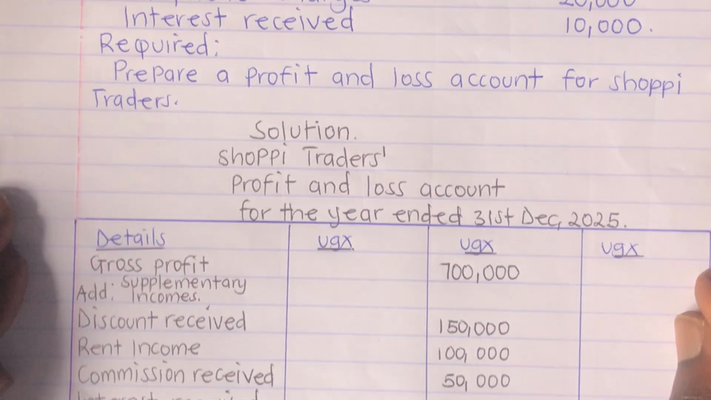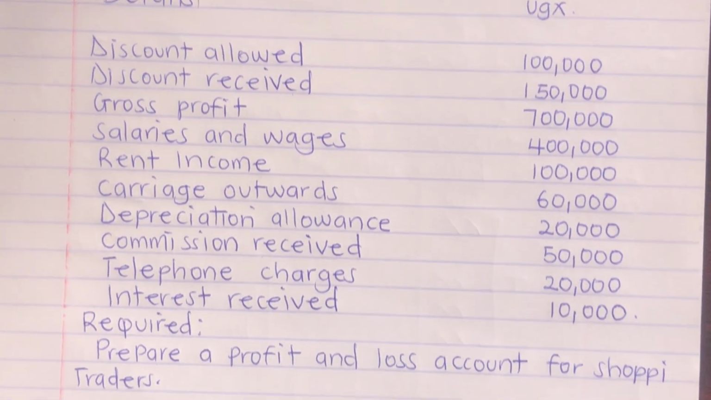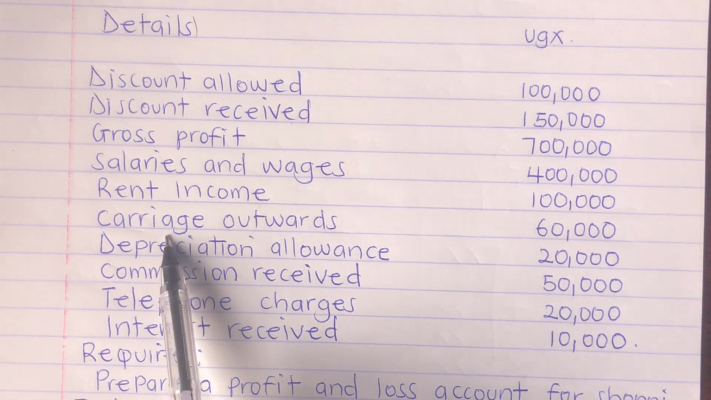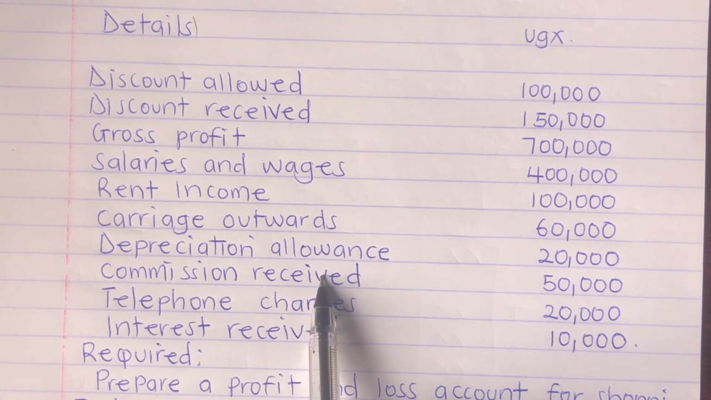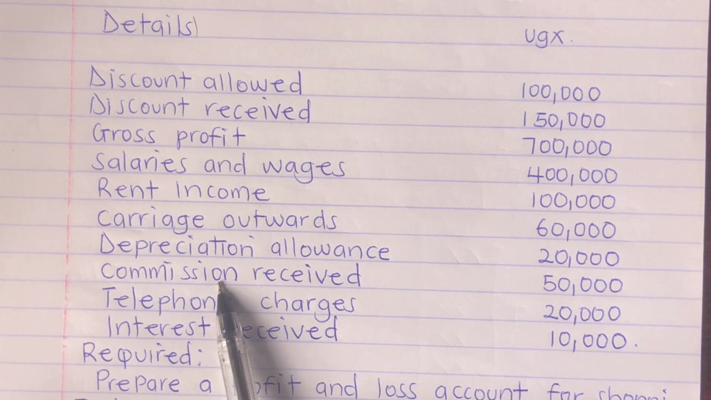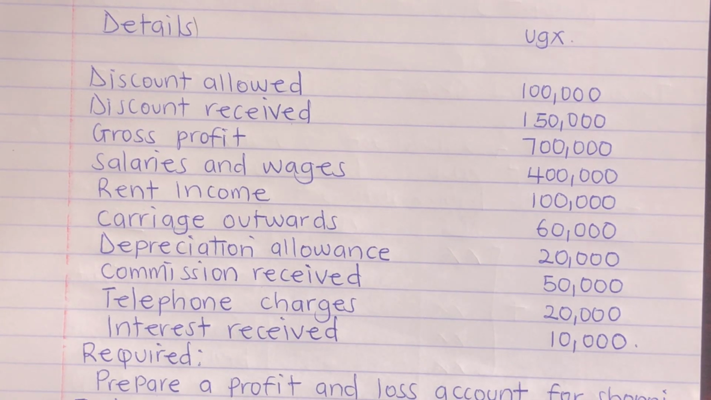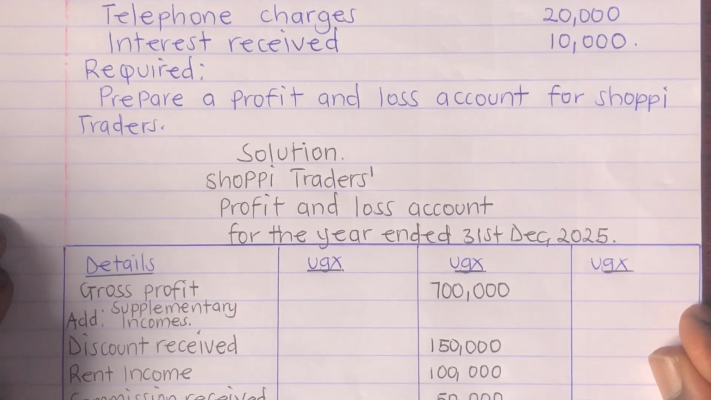Then you come and look for more supplementary incomes. So we have carriage outwards. That is not an income. We have commission received. Commission received is always an income because commission refers to an appreciation fee given to a business or an individual. Take an example, those people who work in mobile money and telecommunication companies are paid salaries in the form of commission. The more transactions you make, the more commission you earn. So our business here earned a commission of 50k. So that is a supplementary income. You come and add it here also.